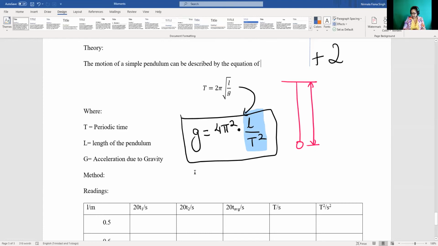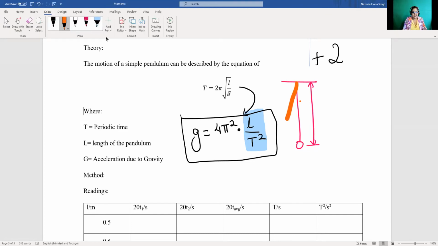One, you're going to measure the length of your pendulum from the point of suspension to the middle of your bob. Then you're going to displace your bob through a small angle, and you're going to record the time for 20 oscillations. What is 20 oscillations? That is the time it takes, whoops.